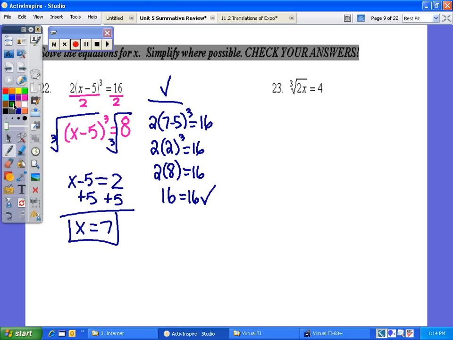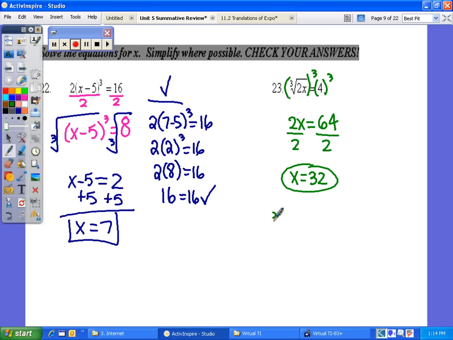Alright, the next one has a cube root, so the only way to get rid of that root is to cube it. So we have 2x equals 64. Divide by 2, x equals 32. So now you just want to check it just to make sure that it's okay. 2 times 32 is 64, and the third root of 64 is 4, so it checks out just fine.